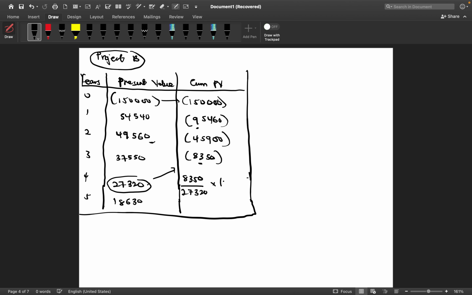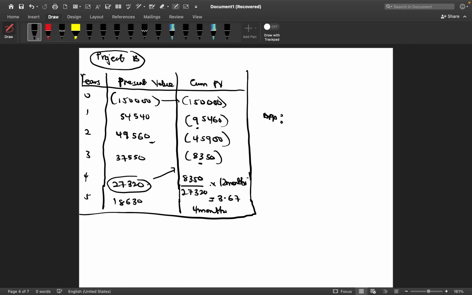27,320 times 12 months. So our answer is, let me punch in the calculator. We have 3.67, which is approximately 4 months. So the discounted payback period. Remember, I told you that with discounted payback period, we pick the same year, same month.